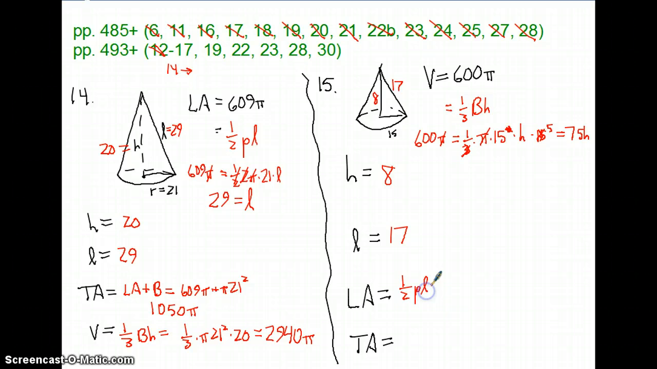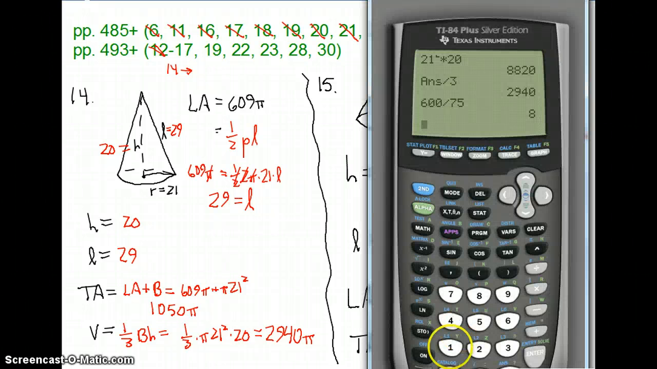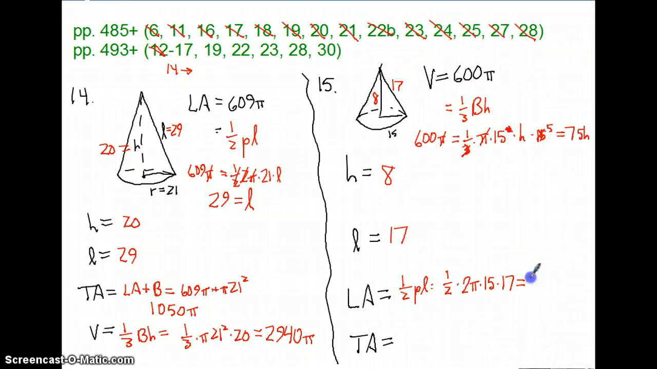Lateral area is half PL, which is a half times perimeter, which is 2 pi r. And L I just found out was 17. So this is half times 2. That cancels each other. 15 times 17, I can't do it in my head. But it's 255.